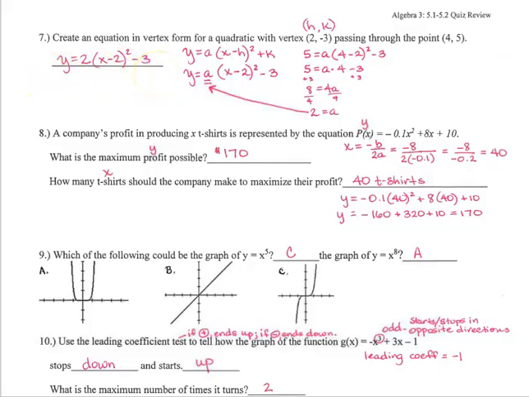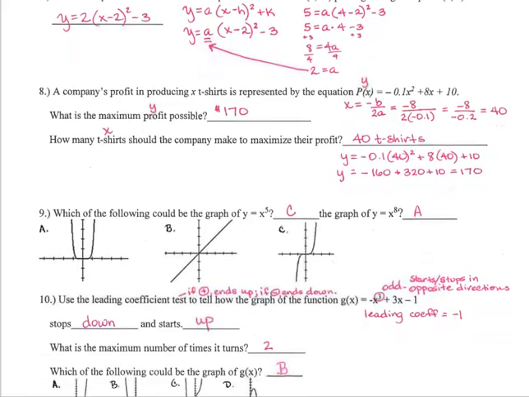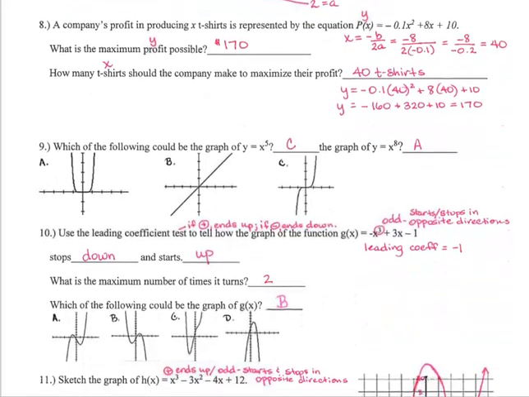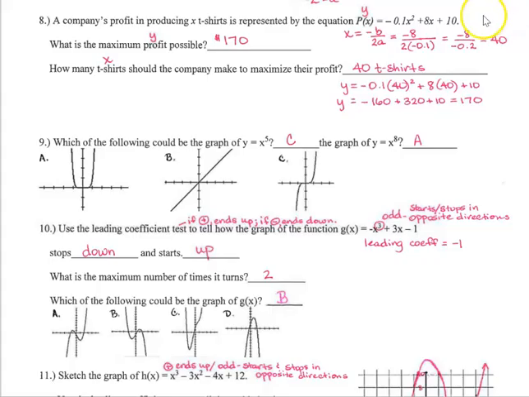All right, then for number 8, they ask me, a company's profit in producing x t-shirts is represented by this equation. What is the maximum profit possible, and how many t-shirts should the company make to maximize that profit? Okay, so first off, they told me this was the profit equation. So y is going to be the same thing as profit, and then x is going to be the number of t-shirts that I'm making to produce that profit.